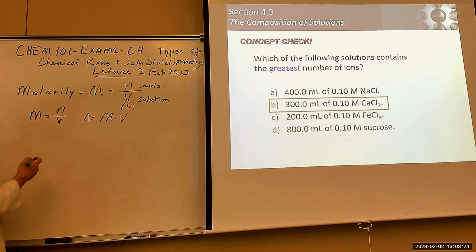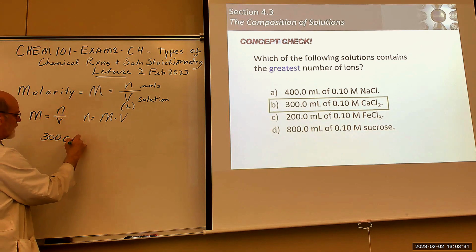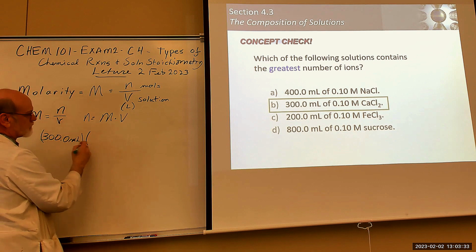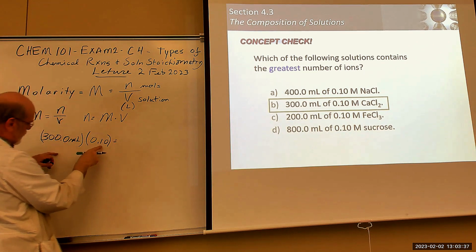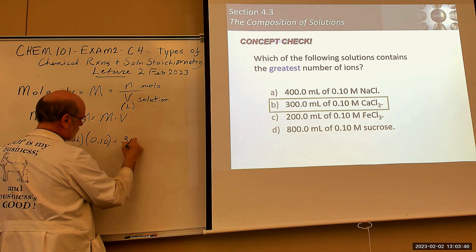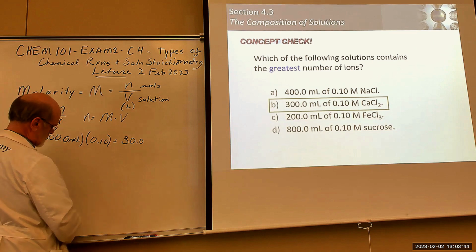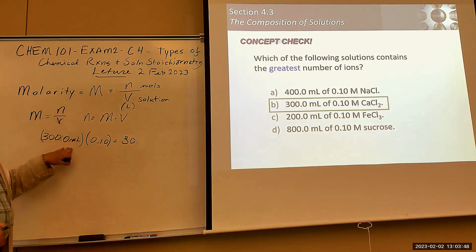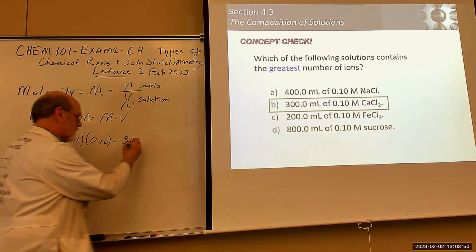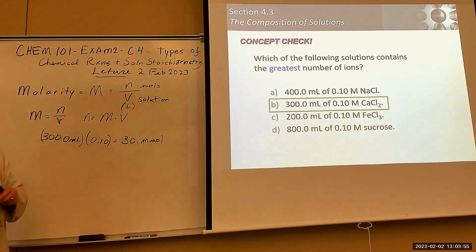Now there's another possibility. If you have 300 milliliters and you multiply that times molarity, what do you get? 0.1. So that would be 30.0. See, that's only 2. So it'd be 30. You don't get moles, you get millimoles.